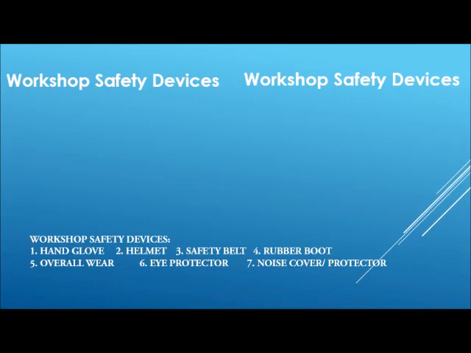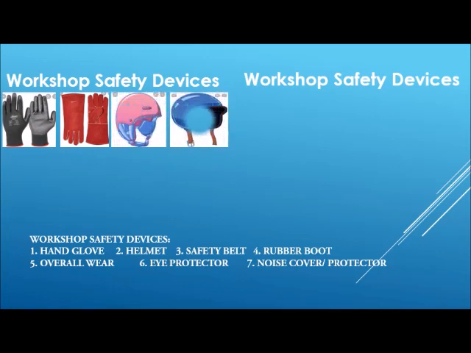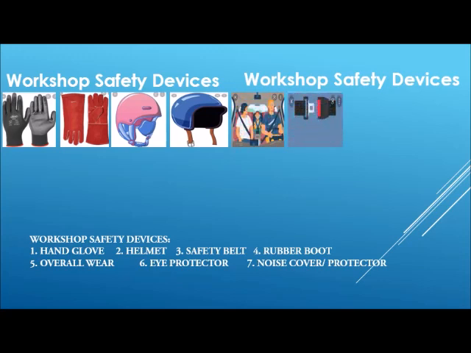Workshop safety devices. Workshop safety devices are devices that we use in order to protect ourselves in the workshop. The first one we'll be looking at is hand glove. Hand gloves displayed on your screen are examples of hand gloves worn on the hand to protect the hand. The next one is the helmet worn on the head, mostly used by motorists in Nigeria. The third one is the safety belt, otherwise known as seat belt. Again, it is displayed on your screen.